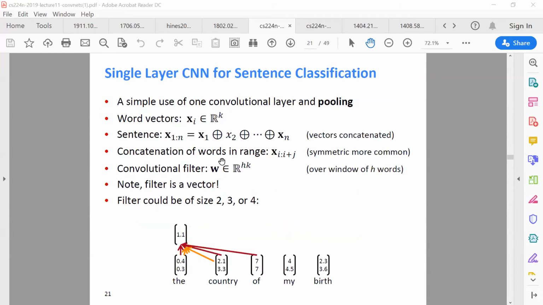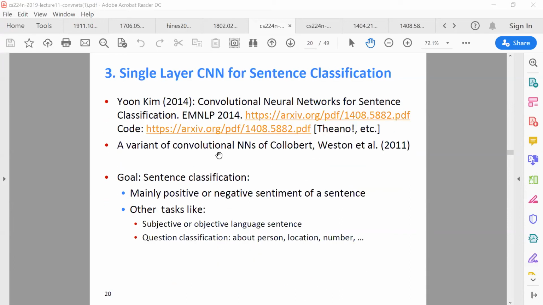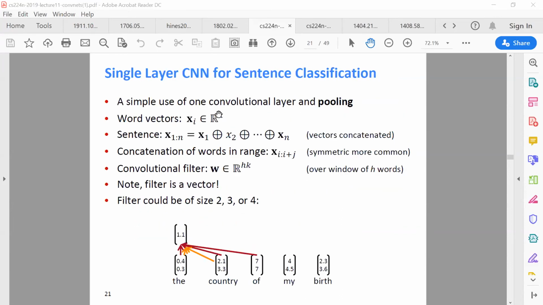So let's see. Okay, here's one convolutional layer and pooling. I think this is the Kim paper. He talks about a paper by Yoon Kim, and I think that's what was done. Just one convolutional layer, and he used max pooling. He concatenated all the word vectors to make one long one.